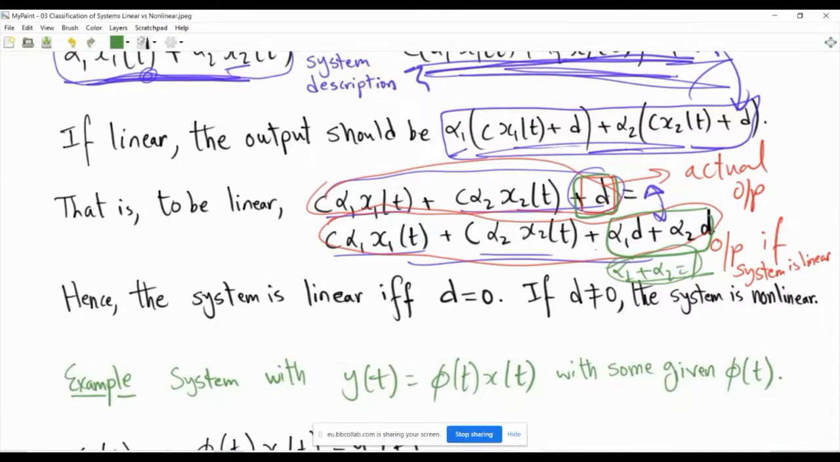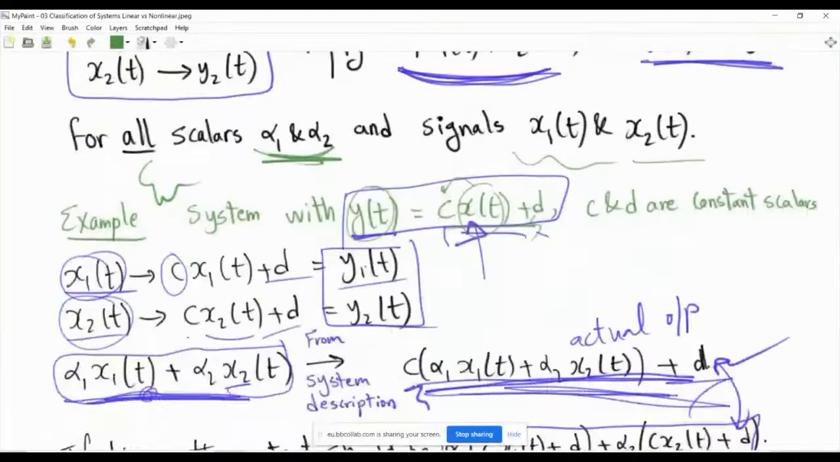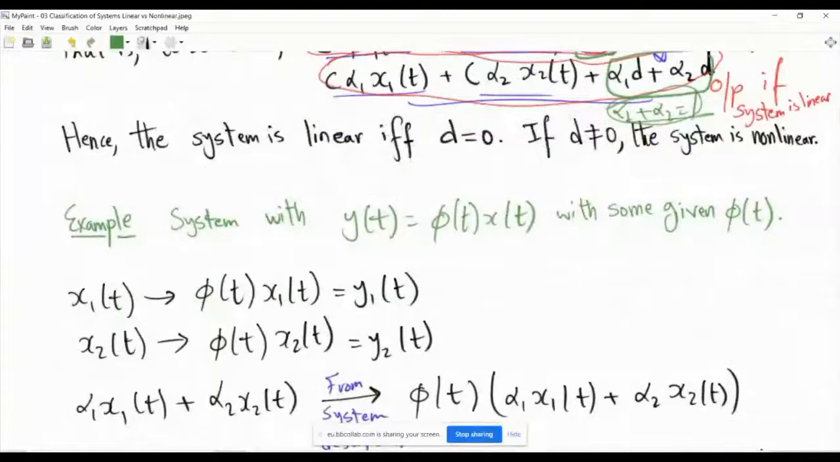So in our case here, our system is linear if and only if D is equal to 0. If D is not equal to 0, then the system is a nonlinear system. Despite the fact that, if you look at the relationship, it may look like the relationship between y of t and x of t is linear, right? You take x of t, multiply it by a number, and then you add D. But according to the definition of linearity, this system is linear if and only if D is equal to 0. Otherwise, it is nonlinear.